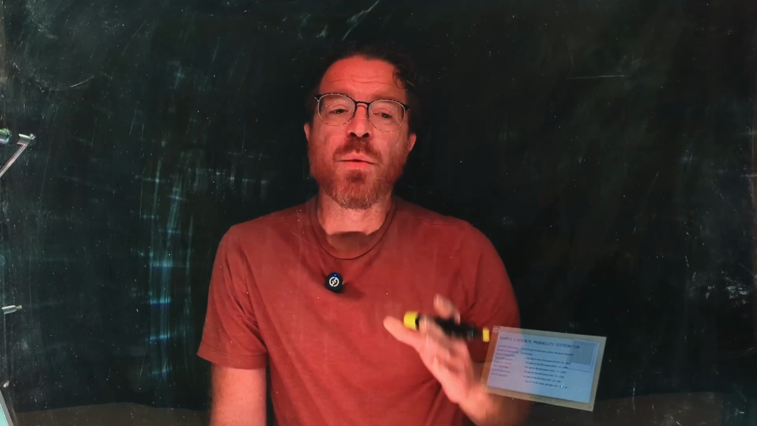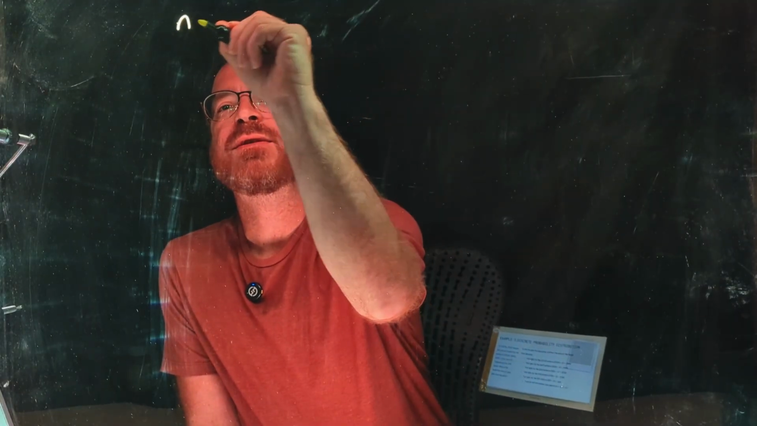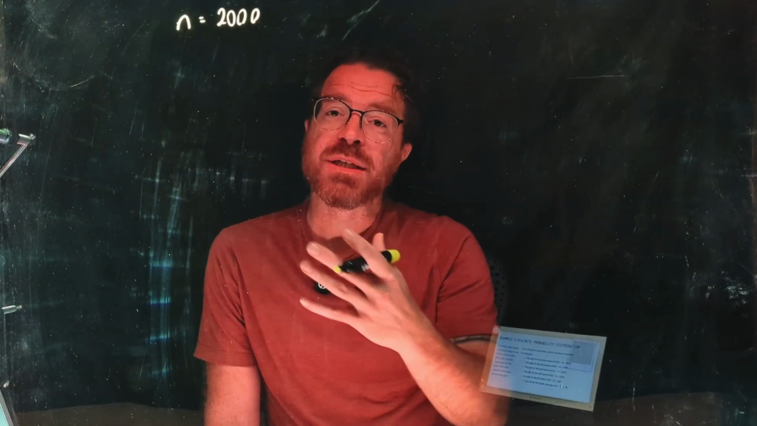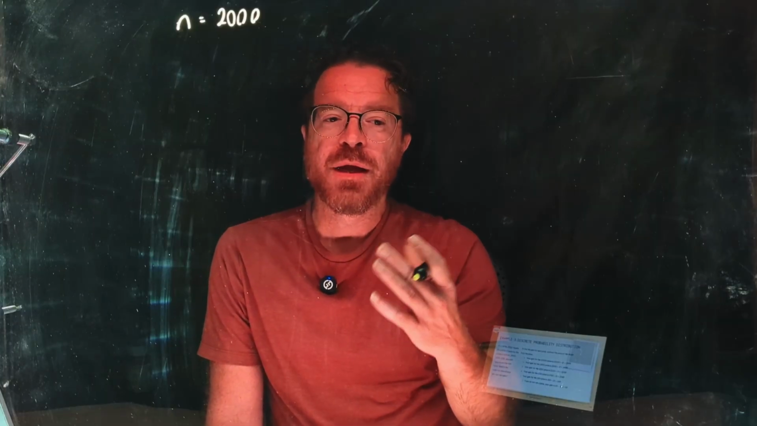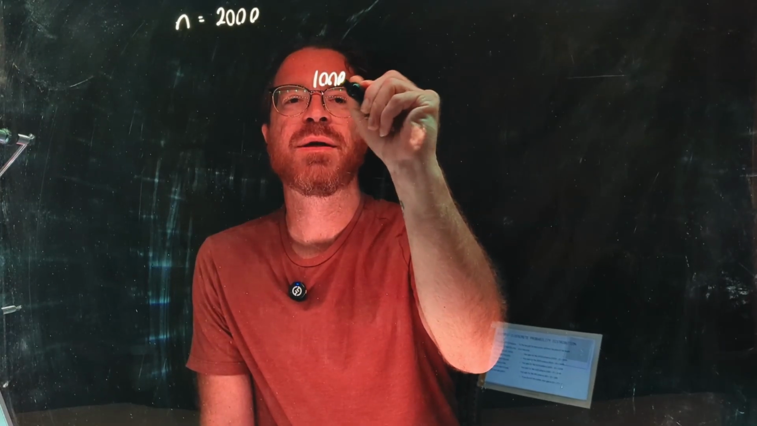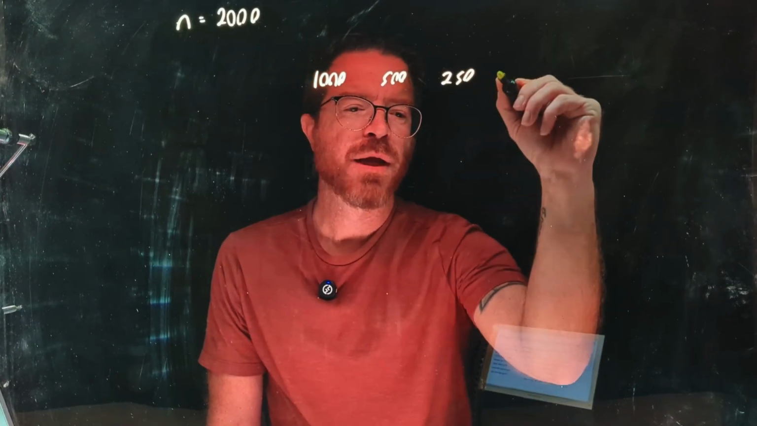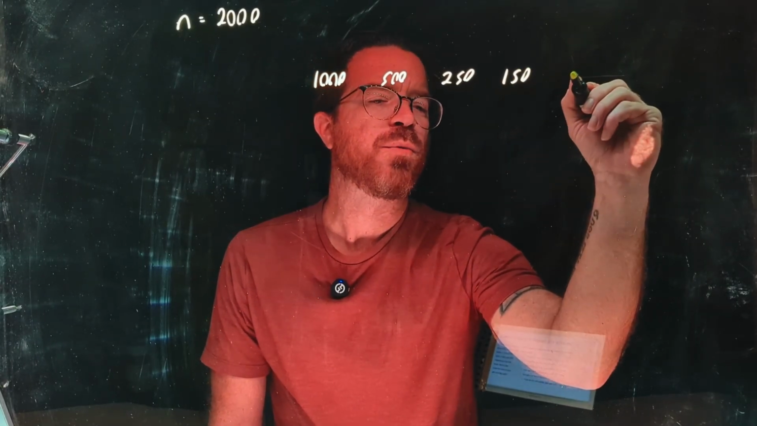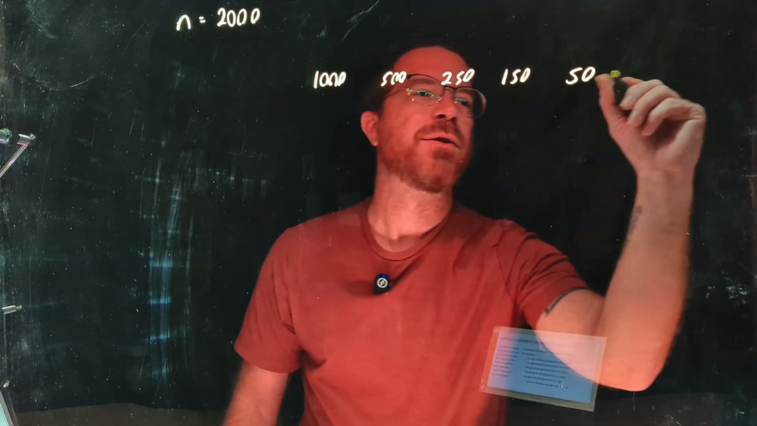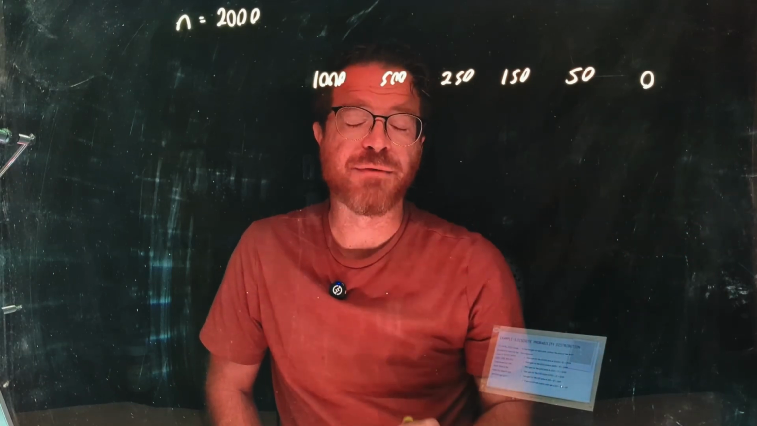For our last example, we're going to be looking at a raffle. So in this raffle, we're selling 2,000 tickets. So N is equal to 2,000. And what you have to do to get one of these tickets is you need to spend $1. Now there's some prizes for this. In this case, the prizes are you can win $1,000, you can win $500, you can win $250, you can win $150, you can win $50. Or if you don't get one of these tickets, then you get $0. So these are all the possibilities for your raffle ticket.